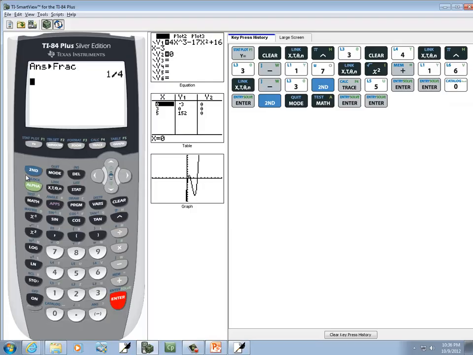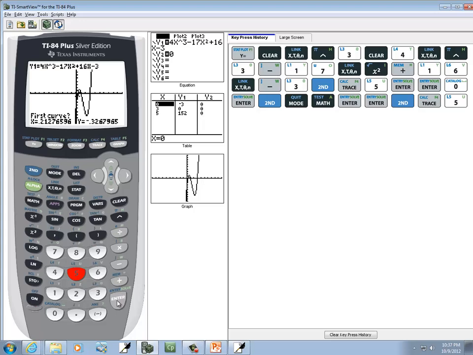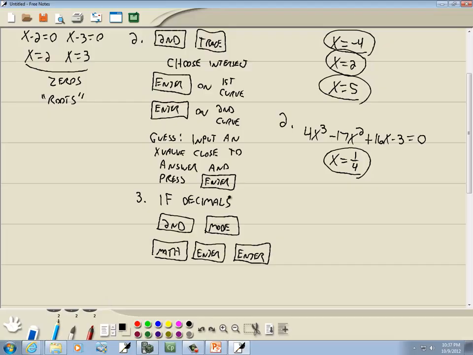Well, we got two more answers, so let's do a second trace again. Go through the process. Choose intersect. Enter on first curve, enter on second curve. I think it may be 1. Let me put 1 in for the guess. Yep, comes back, tells us the intersection is x equals 1.